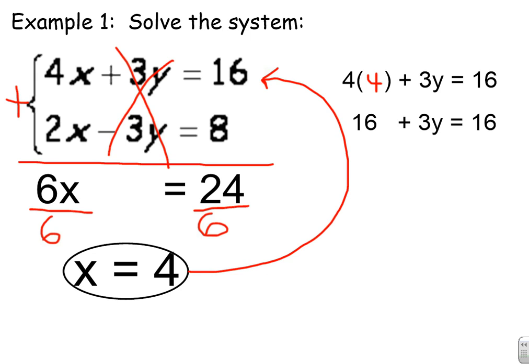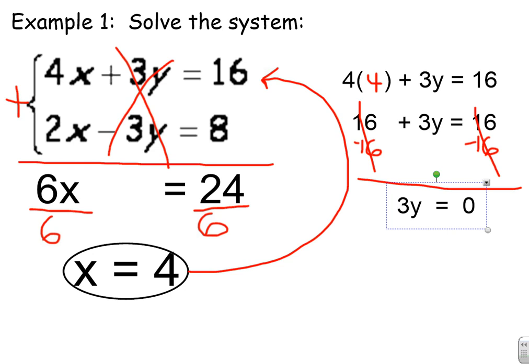4 times 4 is 16, and then we drop down our 3y and our 16 on the other side. Now we're solving for y, so we know 3y are lovebirds, so we subtract 16 on both sides. That gives us 3y equals 0. We know we're solving for y. To get it by itself, we divide both sides by 3, and we get y to equal 0.